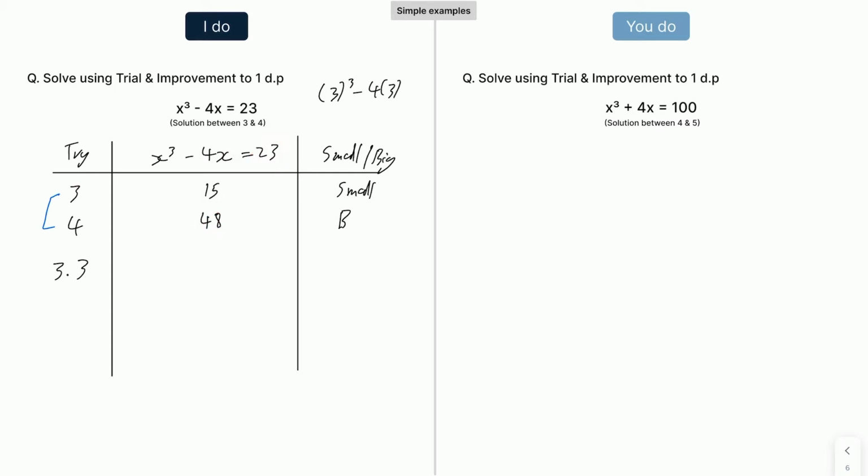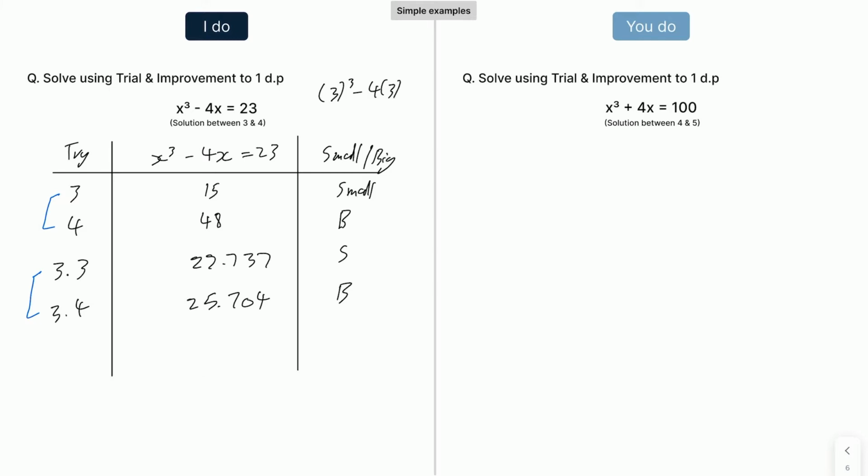And if you try 3.3, you get 22.737 when you sub that into your calculator. Now that is small, and then we need to go bigger to get closer to our answer. The answer we're looking for is 23. So 3.4 gives me 25.704 when I type that into my calculator, which is too big. So we've now sort of trapped the answer in this range.